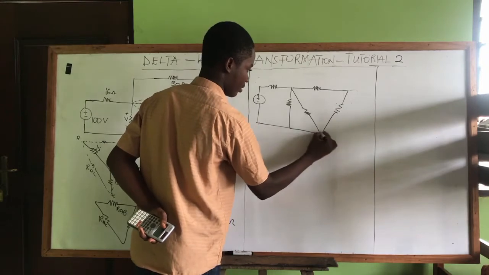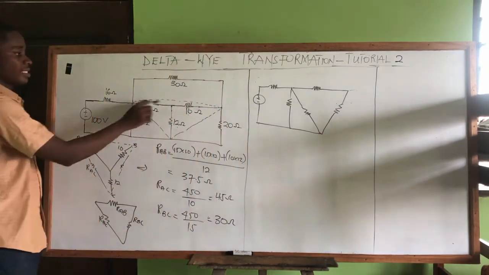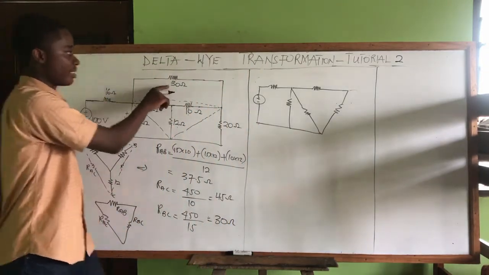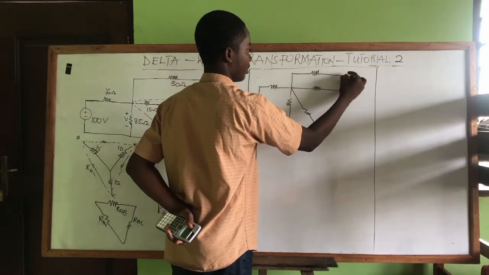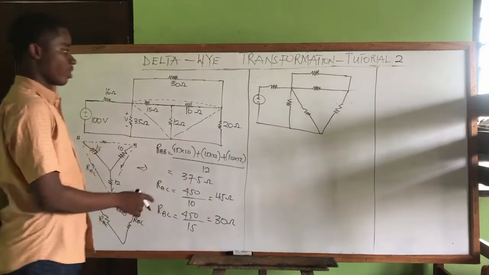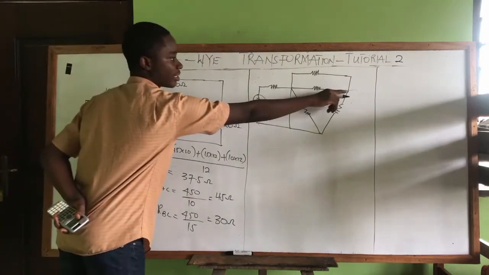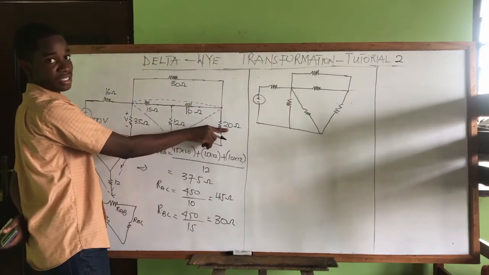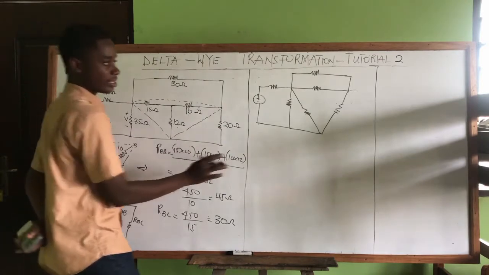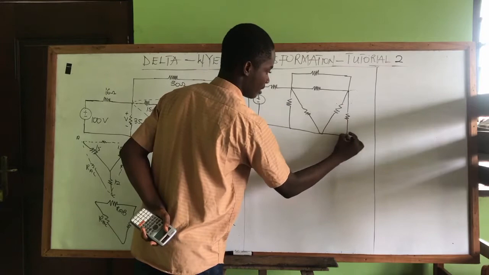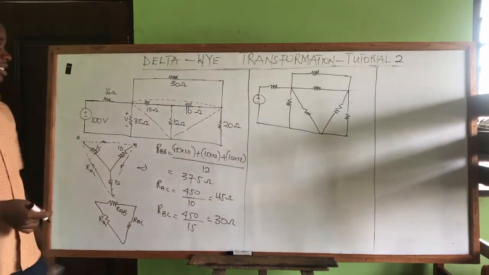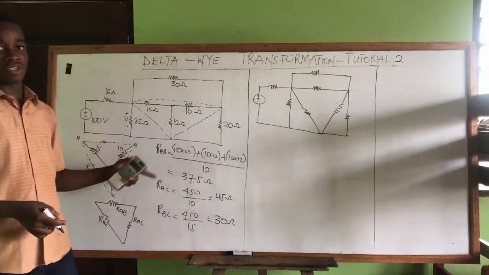Good. So now we've replaced the T by what? The delta. I have this 30 here. Don't forget at this same point, we've connected what? 20. We didn't transform it, so we'll bring our 20 here. So now this network is equivalent to this one.